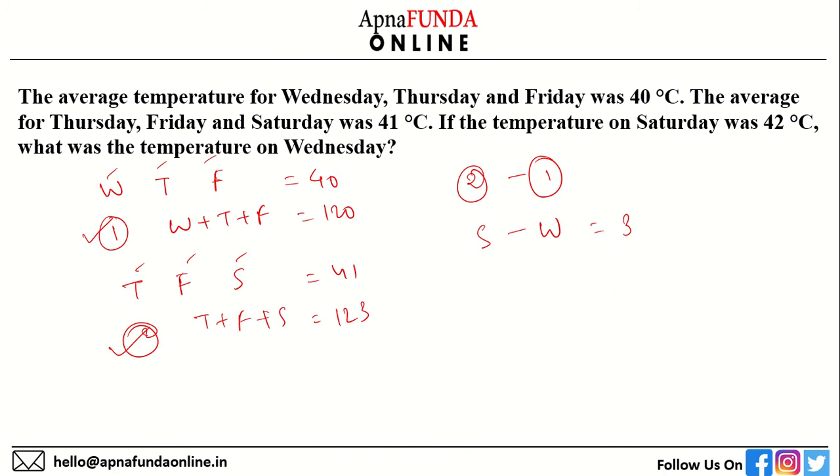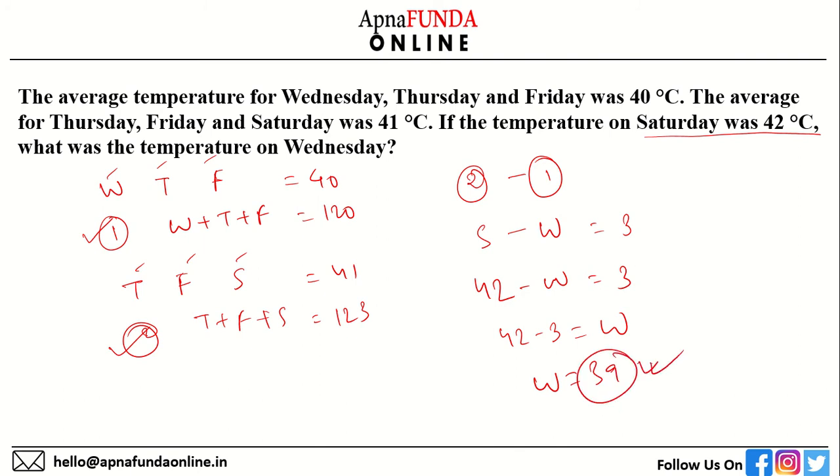So the question is, if the temperature on Saturday was 42 degrees, what was the temperature on Wednesday? So 42 minus Wednesday is equal to 3. So 42 minus 3 is equal to Wednesday. So Wednesday is 39 degrees. This is my answer. Simple question. I'm sure this is the answer that you have also got. Please solve along with me.